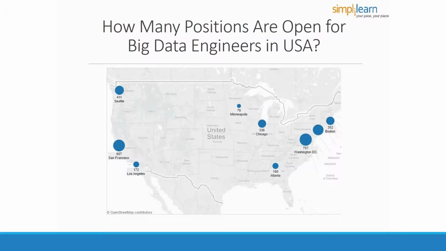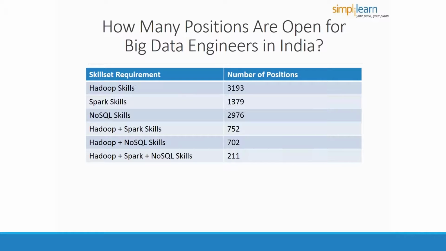Let's see the demand. This map shows the demand, or the number of positions open, for big data engineers in the United States. You can see that Washington, D.C. actually has the highest number of openings with 757, and then followed by San Francisco and Seattle. But there's thousands of openings for big data engineers in the United States at this time.